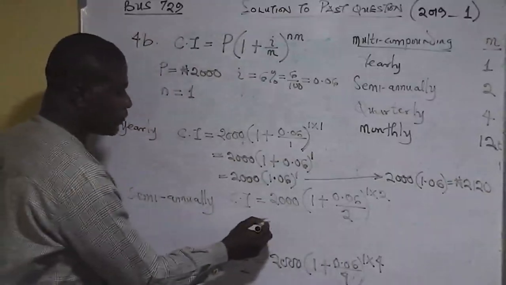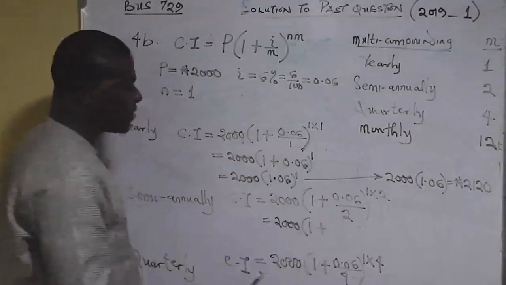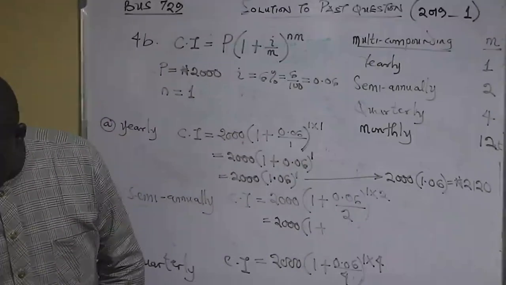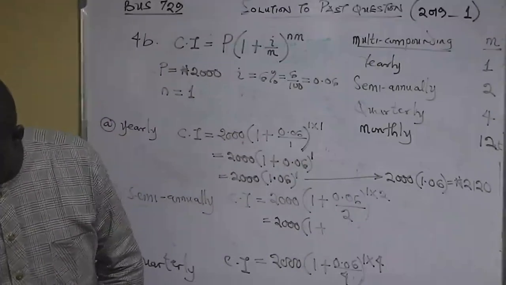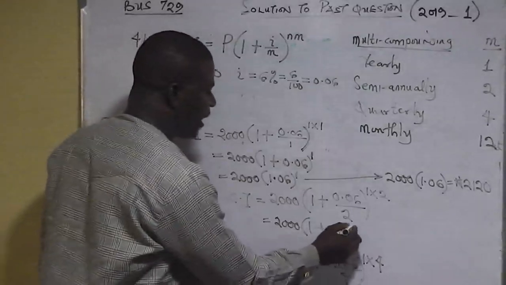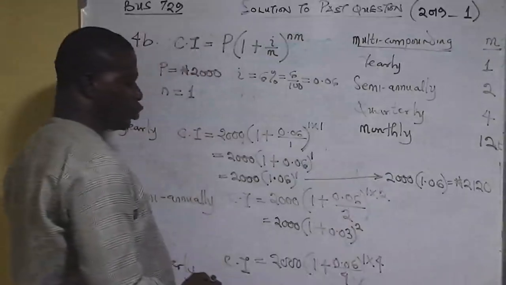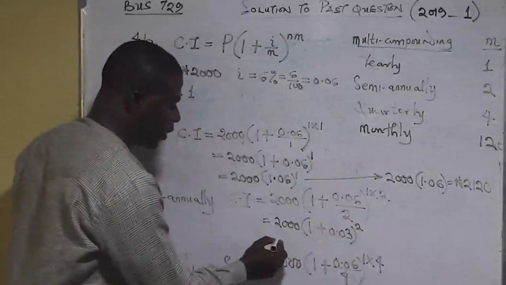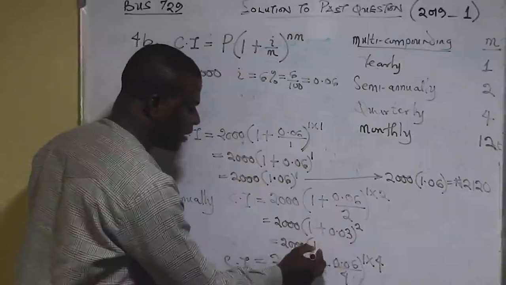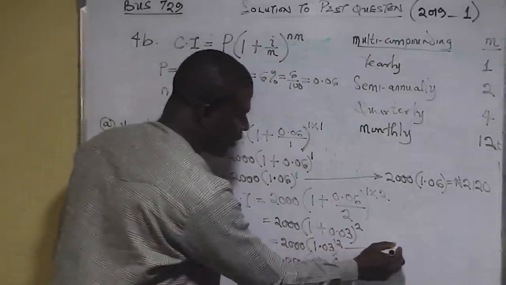Now let's do the second one. I have 2000 into 1 plus 0.06 divided by 2. Now 0.06 divided by 2 is 0.03. Then close the bracket. 1 times 2 is 2. Now by the time you add this together, you are going to have 2000 into bracket 1 plus 0.03, that will be 1.03 raised to power 2.